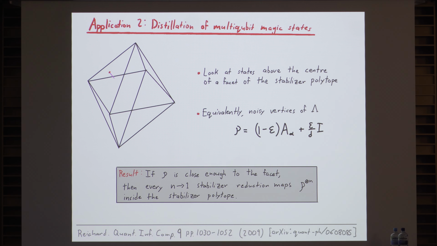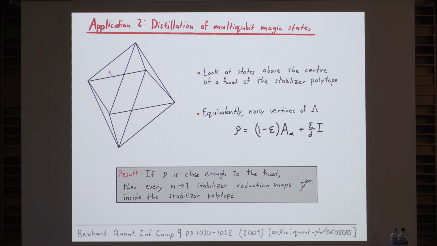will map n copies of your state inside the stabilizer polytope. And the reason he wanted to do this is we're talking about magic state distillation. He was also looking at the problem of which states outside the polytope, the stabilizer polytope, could be useful for magic states, for magic state distillation.